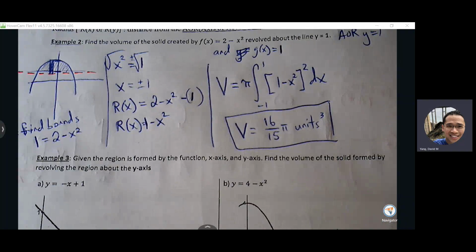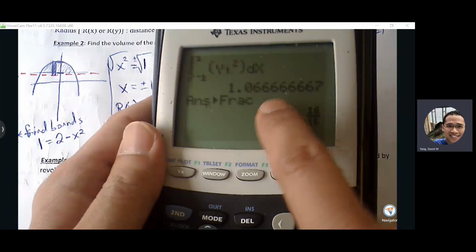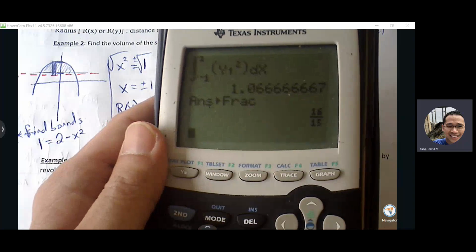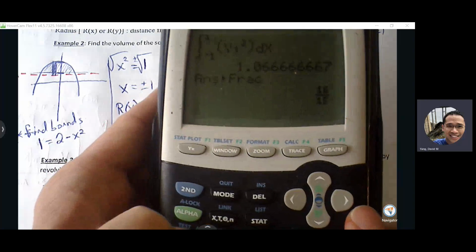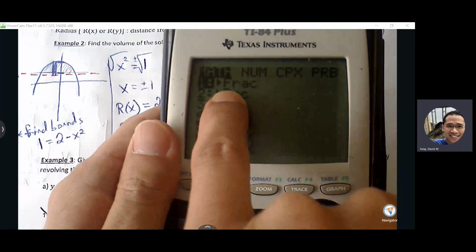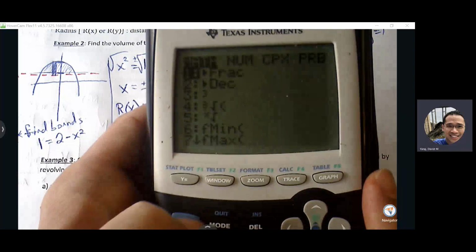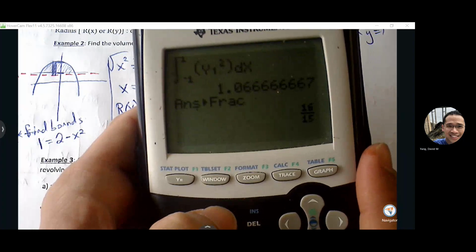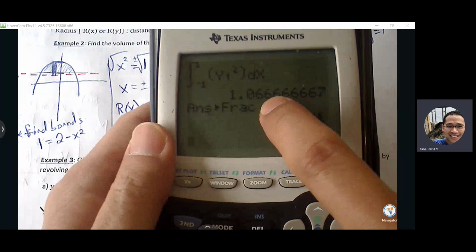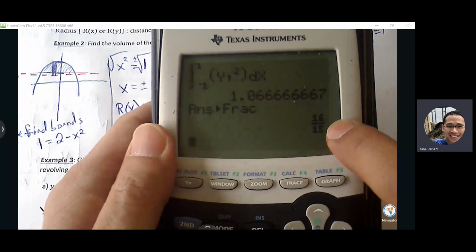Any questions, any issues with the calculator? Yes, so if you get that, once you get the 1.066, go to math fraction and just test it out to see if it's able to convert it into a fraction. So math 1. Sometimes, if it doesn't, then you can just do 1.07 or 1.06 pi.